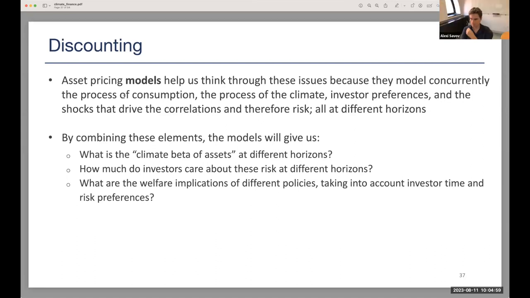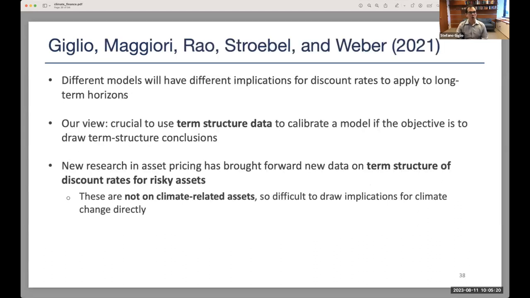Sounds good. Okay, so then just to sum up, what can the model give us? It can tell us what the climate beta of some asset is, once you model the asset. It can tell us how much investors care about these risks at different horizons, and therefore what the welfare implications of different policies are, taking into account investor time preference and risk preference.